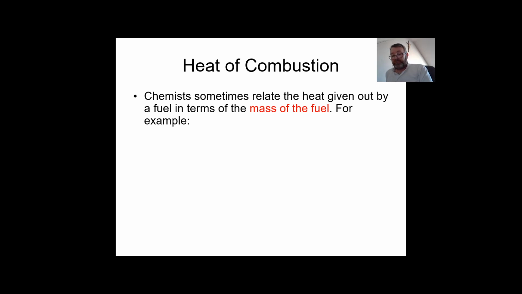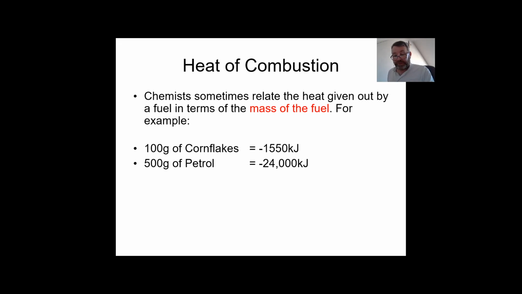Chemists sometimes relate to the heat given out by a fuel in terms of its mass content. For example, we might say 100 grams of cornflakes will give out, see the minus symbol, 1,550 kilojoules, which is 1,550,000 joules, or units of energy, whereas 500 grams of petrol will give out 24,000 kilojoules, or 24 million units of energy per 500 grams.